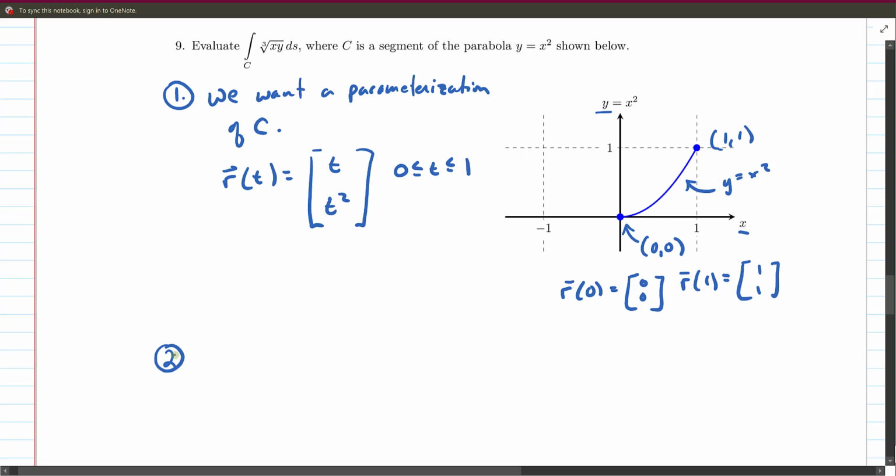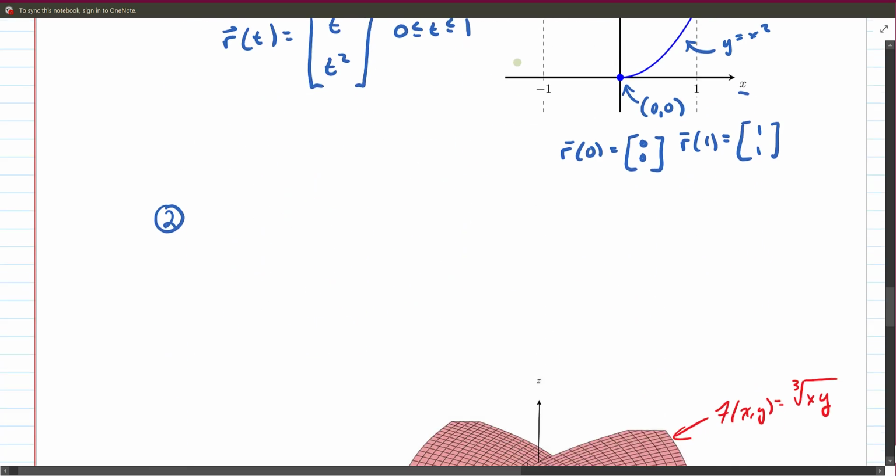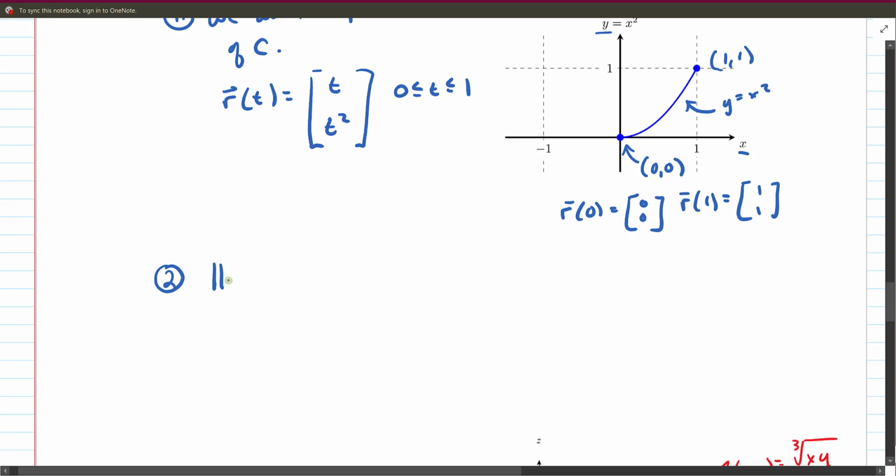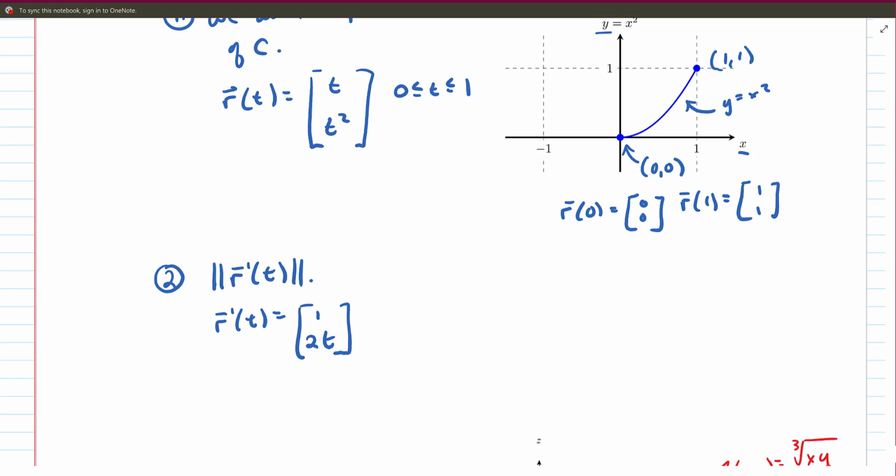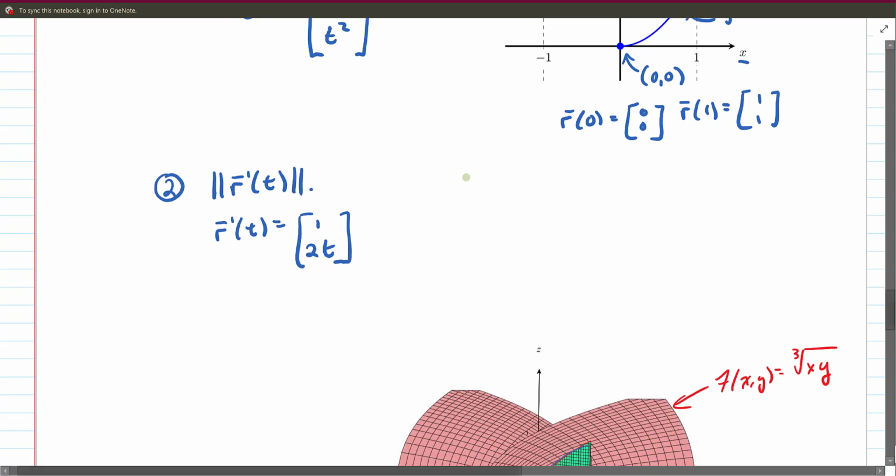Okay, the next thing we said to do in this procedure is to compute that speed component. So I'm going to compute the magnitude of the derivative of our parameterization. If we compute r prime of t, that's the vector (1, 2t), and if we go to compute the magnitude of this, it would be the square root of 1 plus (2t) quantity squared, which is the square root of 1 plus 4t squared.